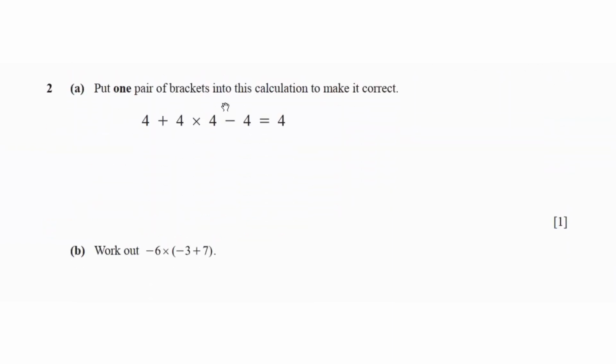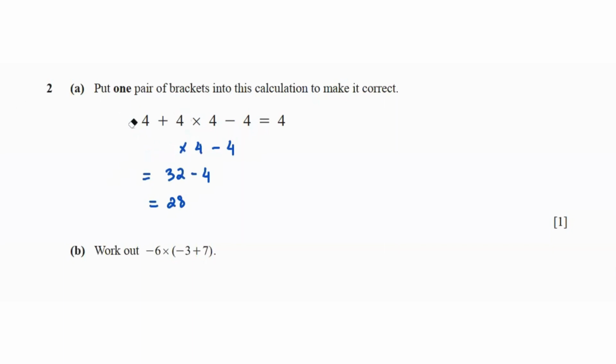Then it says put one pair of brackets into this calculation to make it correct. So we have to make sure that we get 4 as the result. If we put a bracket around 4 plus 4, we get 8 times 4 minus 4. Then we do 8 times 4, which is 32. And 32 minus 4 is 28, which is not the correct option.